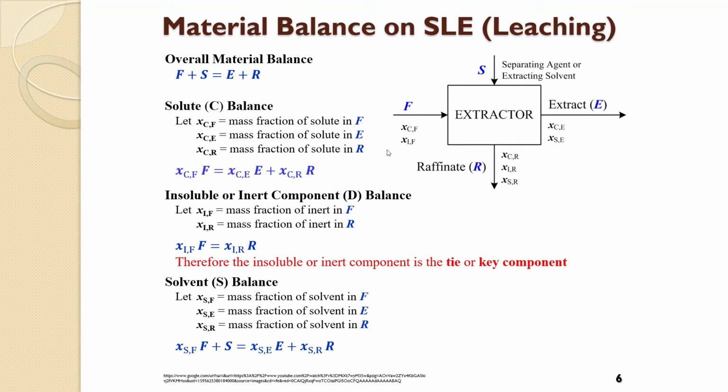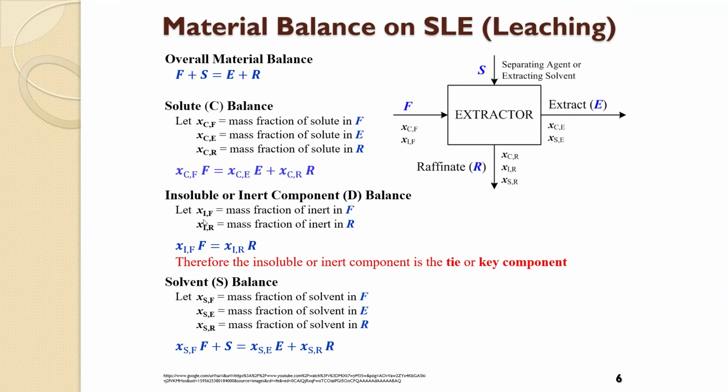And then we won't go to the balances anymore. It's basically the same. It's F plus S is R plus E. And then the solid balance is the same for this. However, you'll notice that, for example, just like in the tea leaf, the leaves themselves do not get involved, but they're just the carriers of the extract. So that's what you call an insoluble or inert component. And you can balance that.